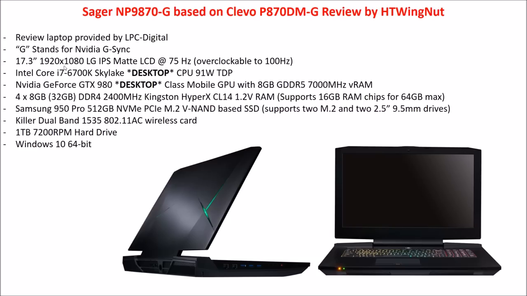It is a 17.3-inch 1920 by 1080 IPS matte 75Hz LCD, obviously G-Sync compatible. It comes with a desktop class i7-6700K, actually a 95-watt TDP CPU. It has the desktop GTX 980 GPU converted to an MXM 3.0B type connector card. It has four 8GB DDR4 2400MHz Kingston HyperX modules, and a Samsung 950 Pro 512GB NVMe PCIe M.2 SSD.